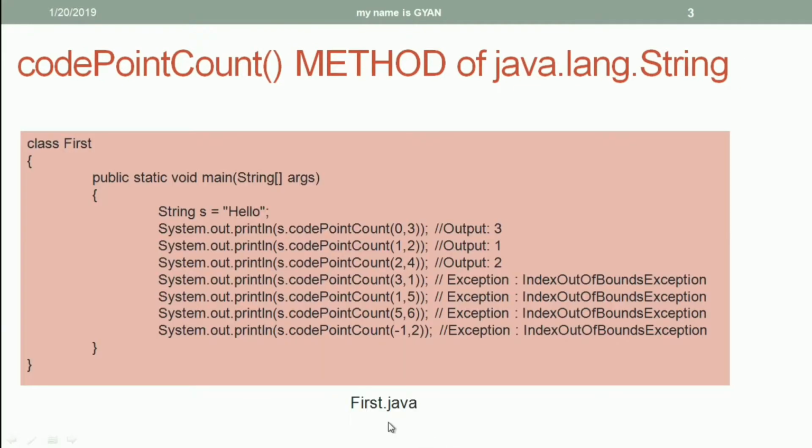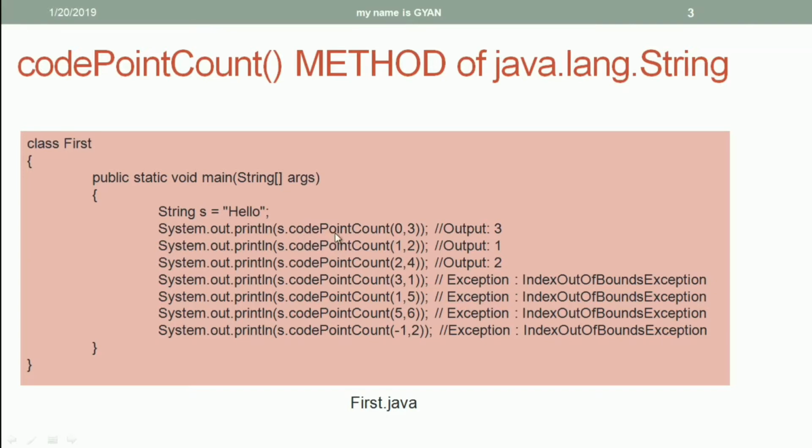Here we have the Java file first.java. In first.java we have the class first. In the class first we have the method main. In the method main we have a string variable s which contains a reference to the string hello. After that we are calling the method codePointCount by using the reference variable s with the arguments 0 and 3.